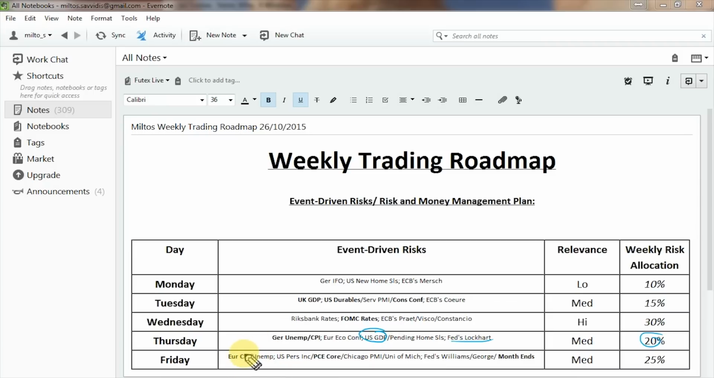On Friday, we get the European CPI. Obviously, a lot of the figures that we get from the German CPI are going to feed into this figure. The European unemployment, the US personal income, PCE core, which is a very important figure for the Fed, hasn't really moved much recently, the Chicago PMIs, the University of Michigan Consumer Confidence, and the Fed's Williams and George.